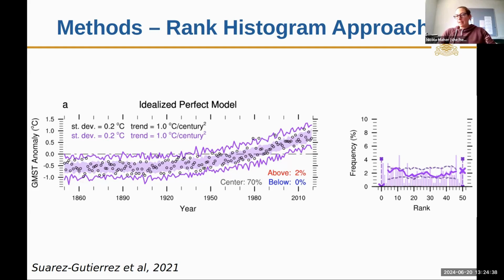We'd expect them not to cluster too much inside the model spread or to go way outside in any direction. And so basically the idea is, if you look on the right of this plot here, you get a flat rank histogram if the model and the observations agree well. And on the left here, you can see global mean surface temperature from an idealized perfect model, where you've got the ensemble spread shown in the purple lines. You've got the 25th to 75th percentile shown in the purple shading, and you've got the observations in the dots.